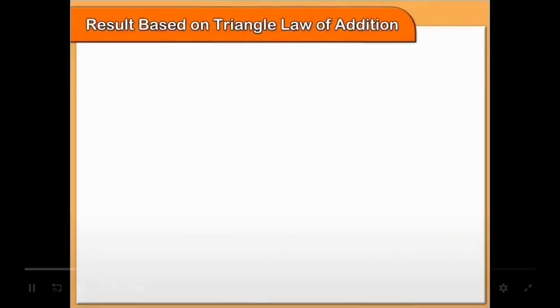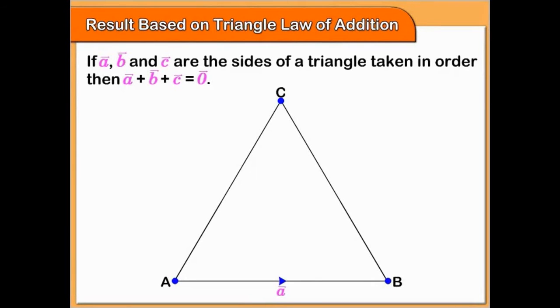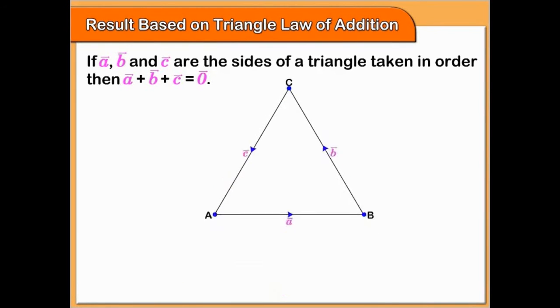Result based on triangle law of addition. If vector A, vector B and vector C are the sides of a triangle taken in order, then the sum of vector A, B and C is a zero vector.